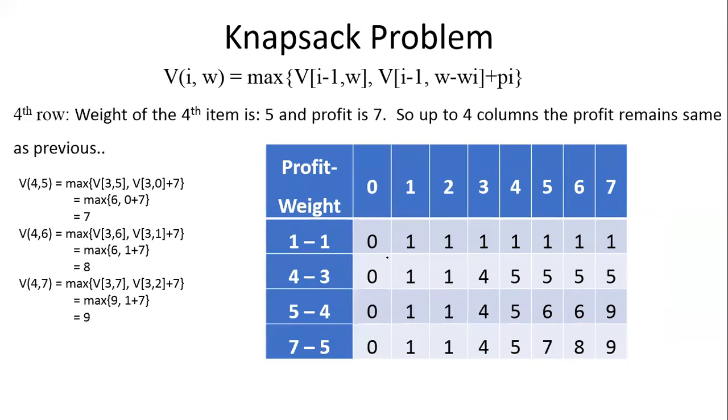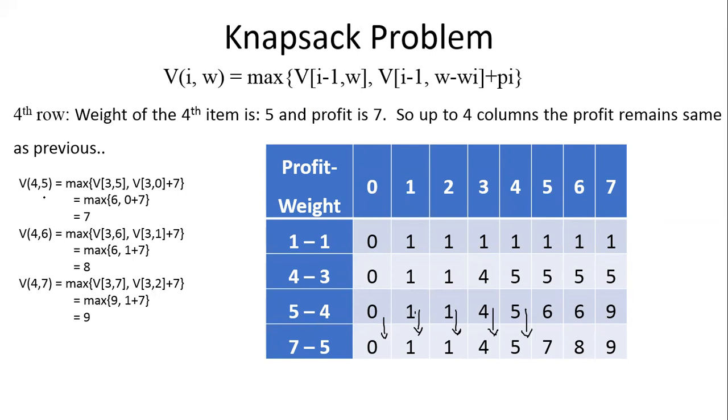Then the final step is we are going to fill the fourth row. Here in the fourth row, the weight of the item is 5 and the corresponding profit is 7. So whenever the item weight is 5, up to 4 columns the previous values are carried forward to the bottom. So these are the values which will be carried forward. So we need to fill the fourth row, fifth column, sixth and seventh. All of these 3 columns we need to calculate.